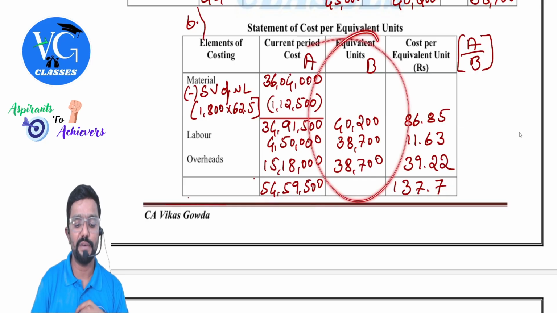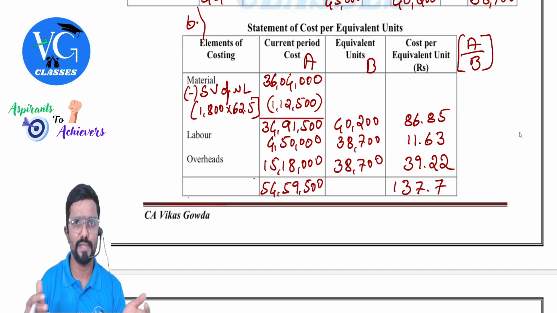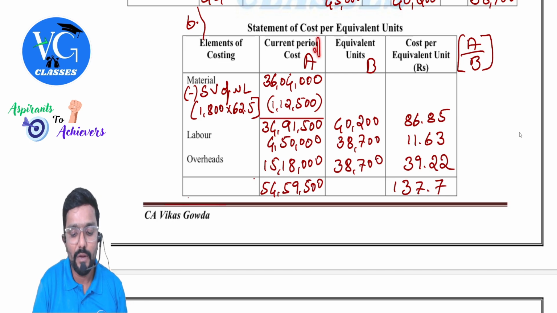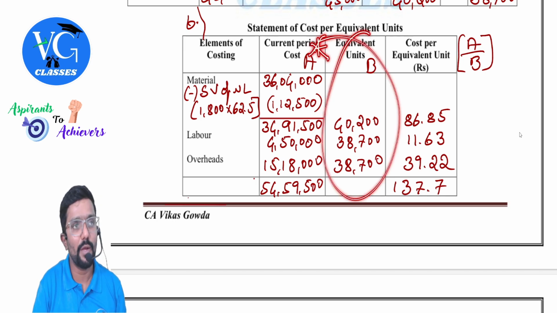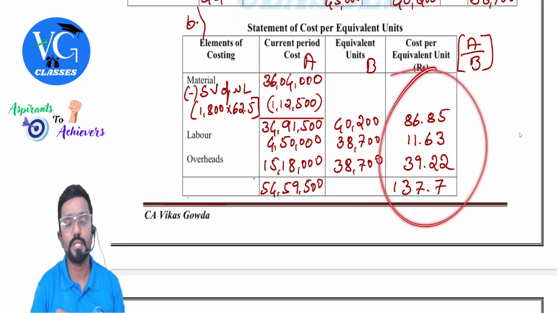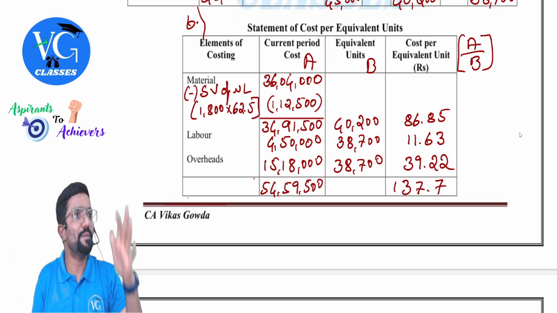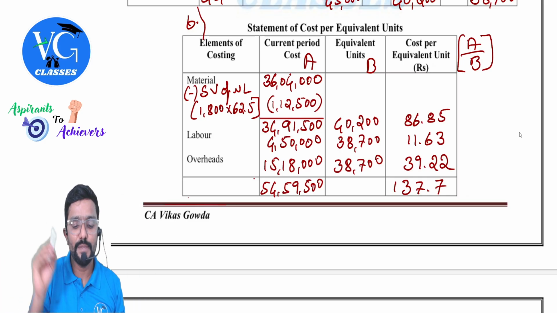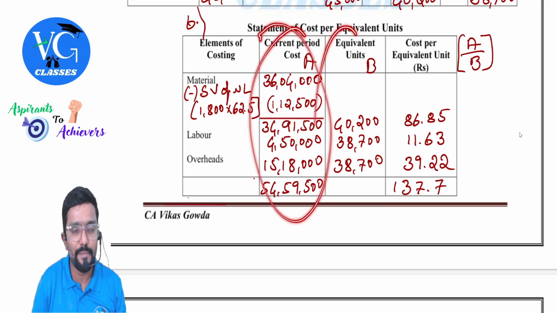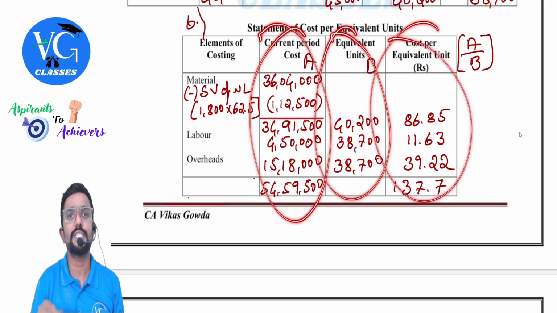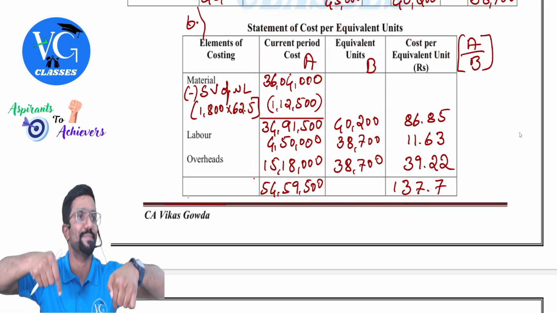Same way, here we need to take only the current period cost. Divide it by equivalent units. Here also scrap value and all you have to reduce, which is the same. So we will take only current period cost divided by equivalent units. What do you get? Cost per equivalent unit. Is it for the current period or weighted average? Current period. So simple, guys. Current period cost divided by current period work. You will get cost per equivalent unit in the current period.